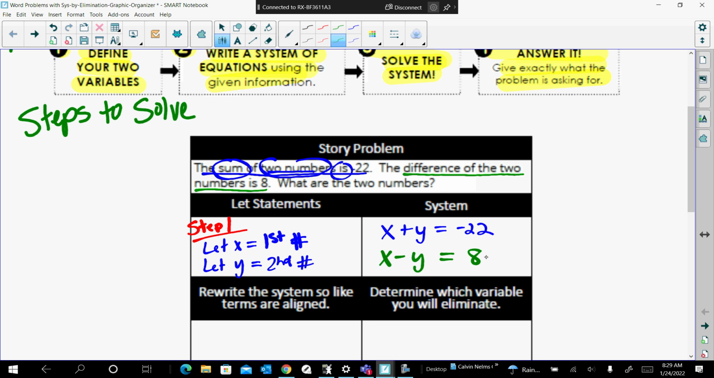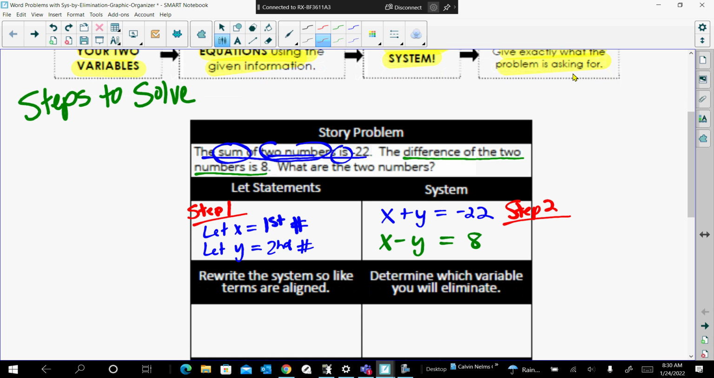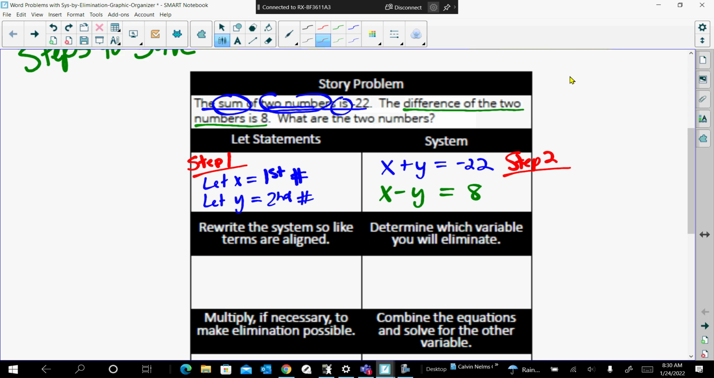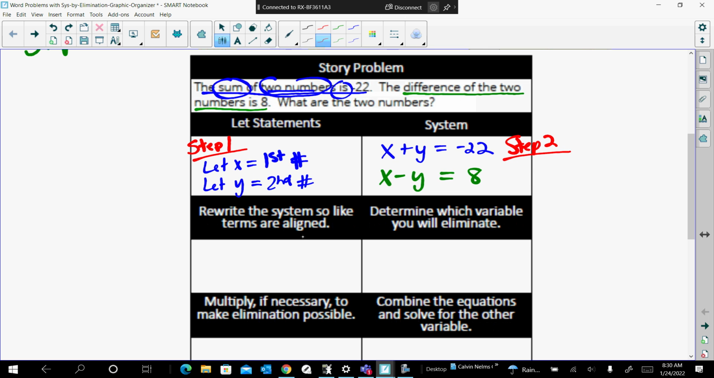So this is us completing step 2, writing a system of equations. Now, this graphic organizer is just going to help us with our problem solving. It says rewrite the system so the terms are aligned. Well, look, our terms are lined up. Our variables are lined up. Yes or no, guys? Yeah, so I don't need to rewrite it because they're already lined up.